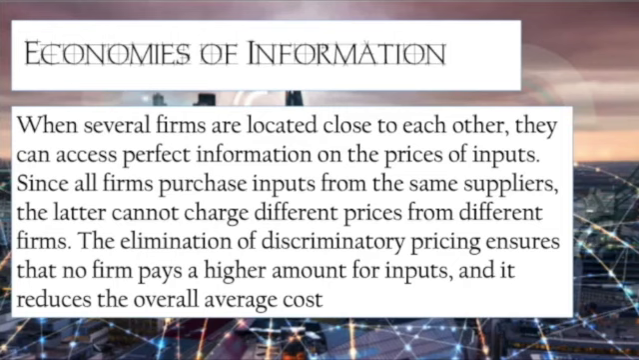So the elimination of discriminatory pricing ensures that no firm pays a higher amount for inputs, and it reduces the overall average cost. So in other words, if, for example, you've got lots of retailers, and if they're getting similar supplies, because they're in such close proximity, they're probably going to have quite good relationships, even if they are competitive against one another, and they'll have more information about what the suppliers are charging and what's deemed fair, and it just allows for that transparency.